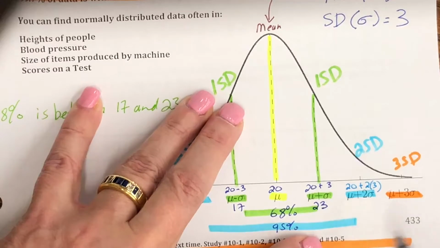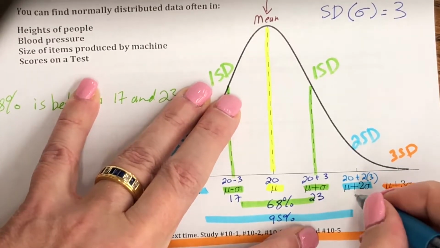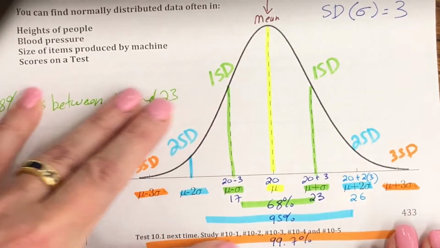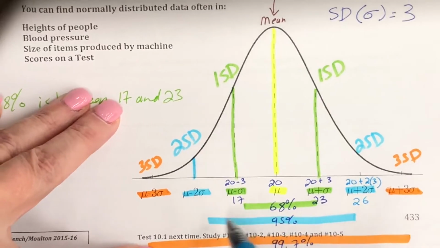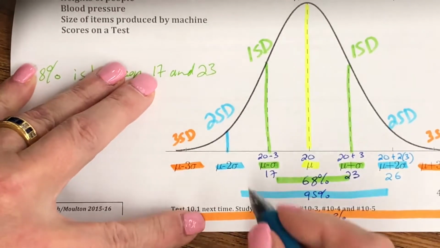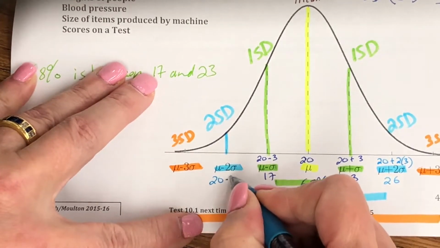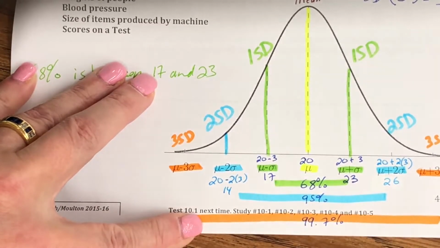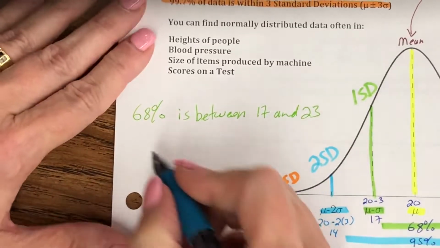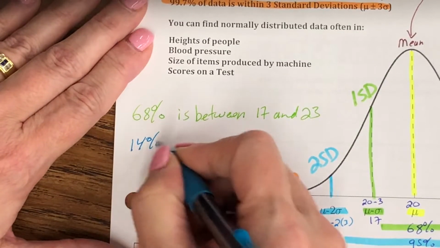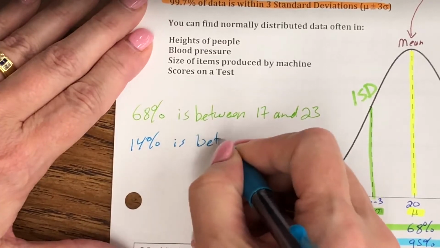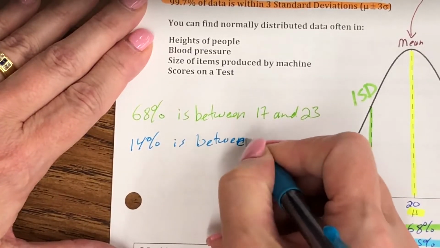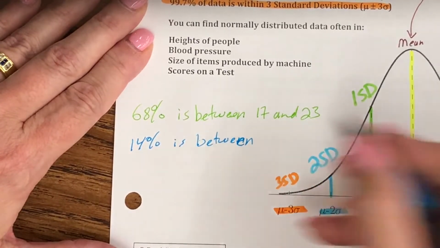So I get 20 plus 6, so that's 26. Then over here, I have the mean minus 2 times sigma, so that is 14. So now I know that 95% of the data is between 14 and 26.